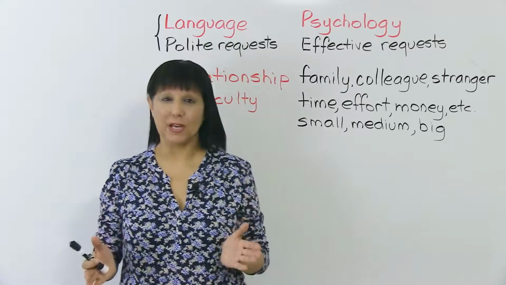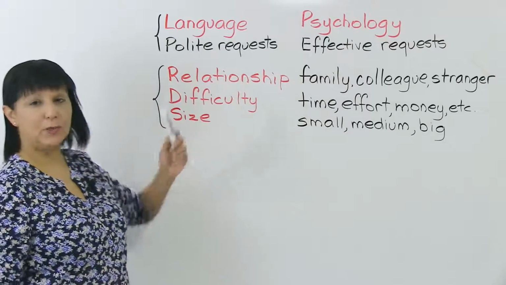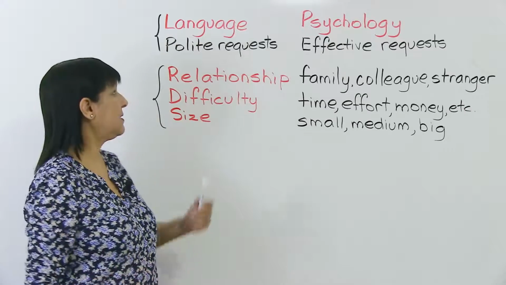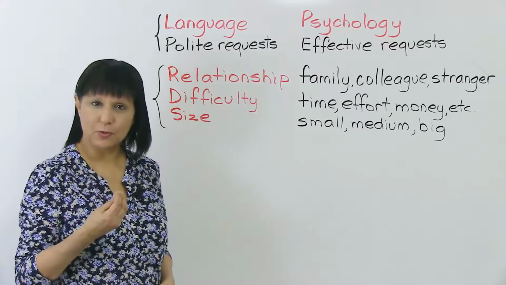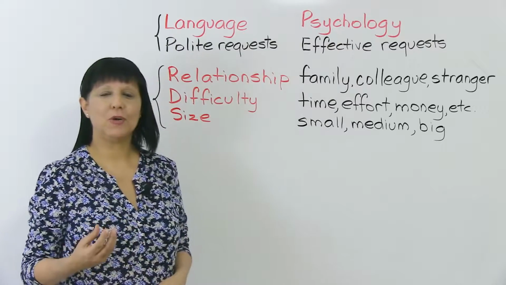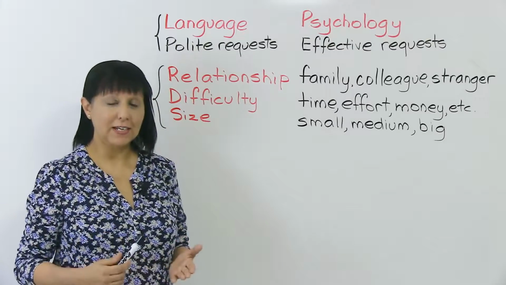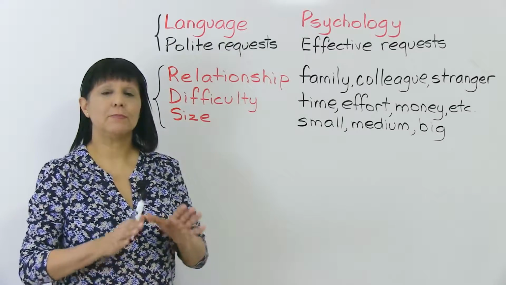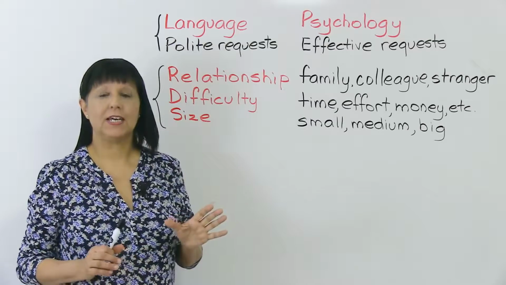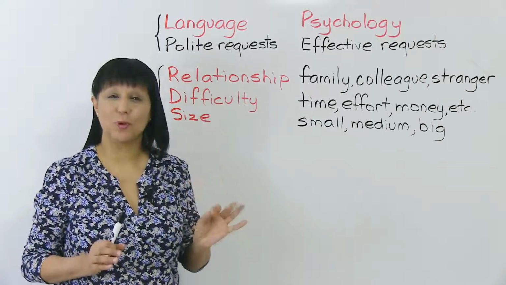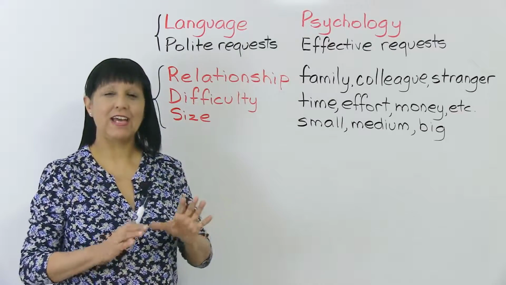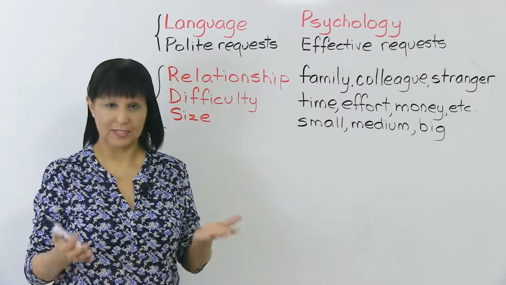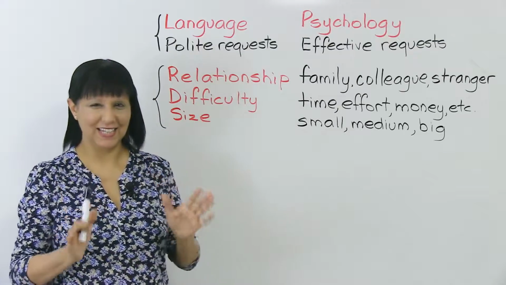How? In two different ways. By teaching you the language that you need to make requests and the psychology that you need to make requests. Because the language will show you how to make a polite request, and the psychology will teach you how to make an effective request. In fact, if you keep listening, in the middle of this lesson, I'm going to share with you some research that was done by psychologists that show you one secret word, one key word, and technique that will help people to say yes to you when you ask them for something. Okay? So keep watching and listening.